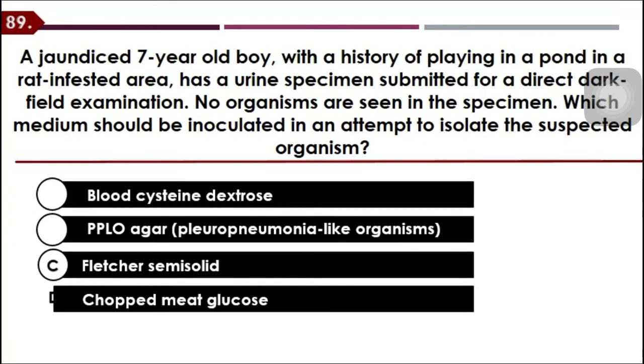Is it letter A, blood cysteine dextrose, letter B, PPLO agar, letter C, Fletcher semi-solid, or letter D, chopped meat glucose? Again, for spirochetes, we have the Fletcher semi-solid medium. For number 89, letter C.